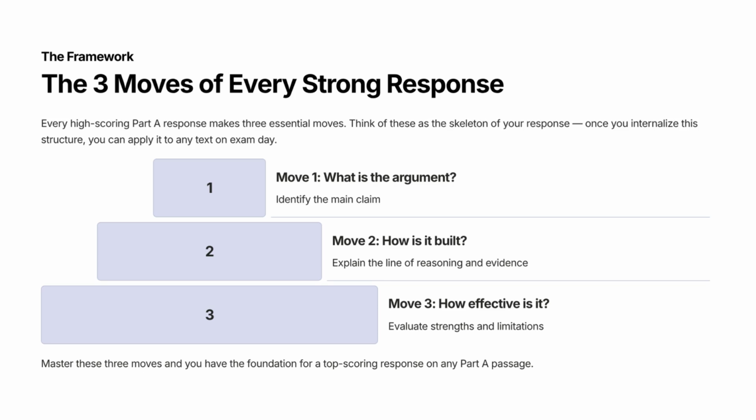Every strong Part A response follows three essential moves. Move 1, identify the main claim. Move 2, explain how the argument is built, including reasoning and evidence. And Move 3, evaluate how effective the argument is by looking at its strengths and limitations.